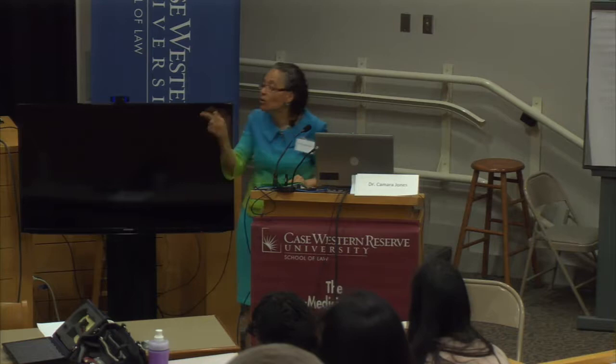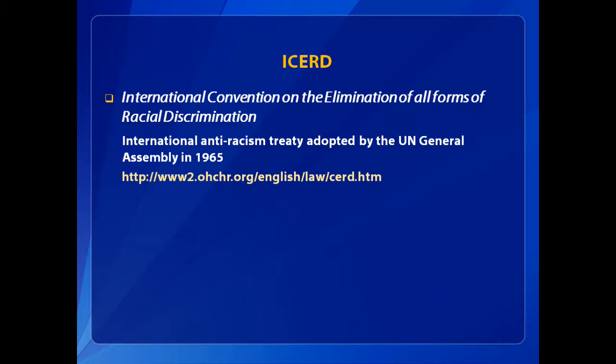So, very quickly, who in this room has ever heard of ICERD, the International Convention on the Elimination of All Forms of Racial Discrimination? A few. More people in this room than in most audiences. Most people have never heard of this. What is it? It's an international anti-racism treaty adopted by the UN General Assembly in 1965. For those who don't know, do you think the US has signed this treaty? No. But yes, we did. In 1966.